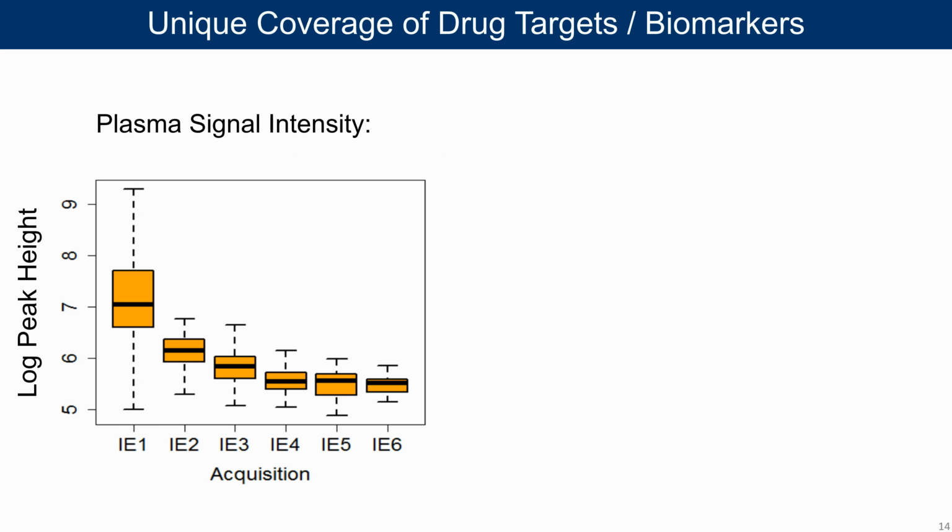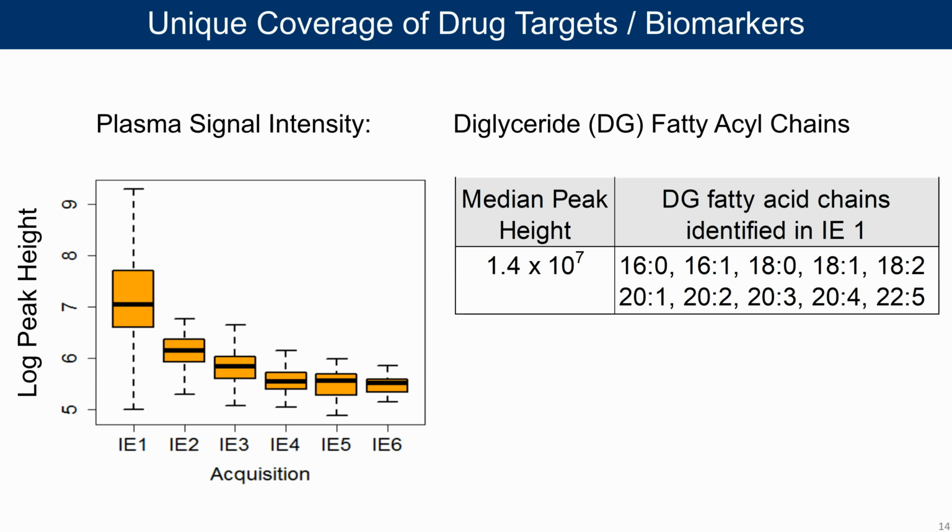Now, we don't just double the number of identifications; those identifications often express unique biology that wouldn't be covered otherwise. So, for example, on the left, as you'd expect, in the first injection the ions selected are high abundance, whereas at the sixth, the ions selected for fragmentation are orders of magnitude lower in abundance.